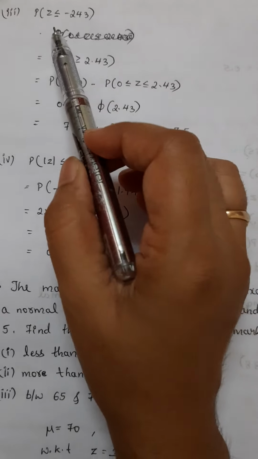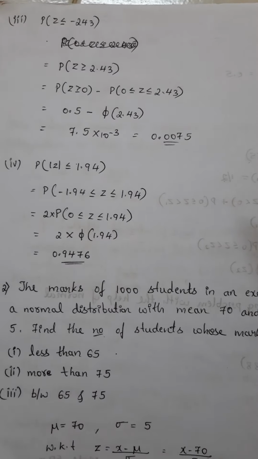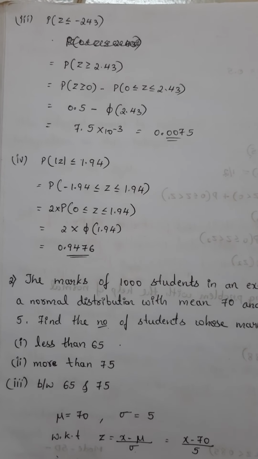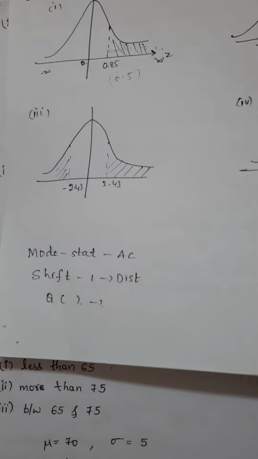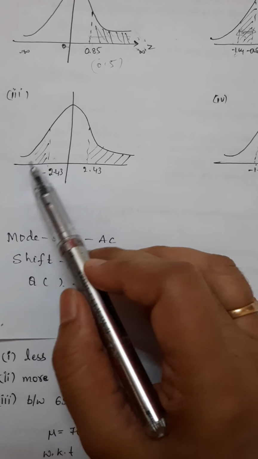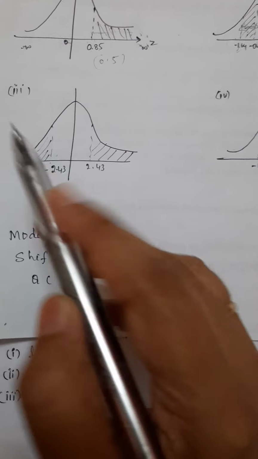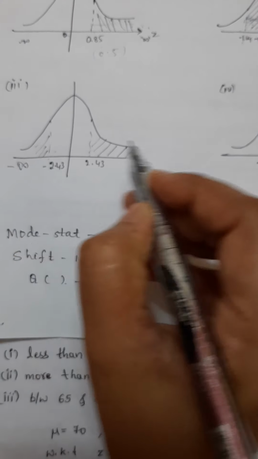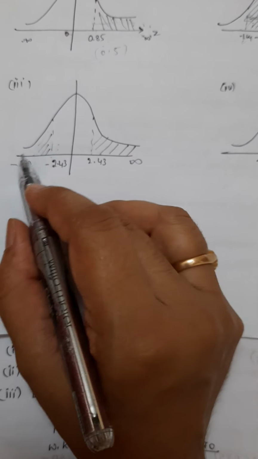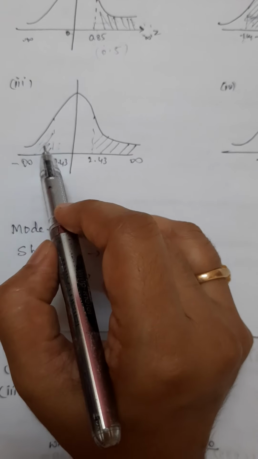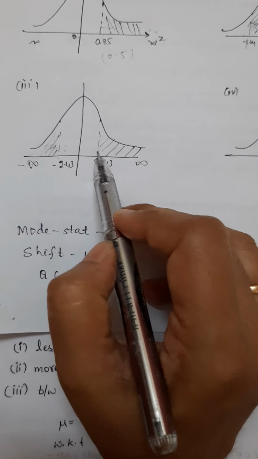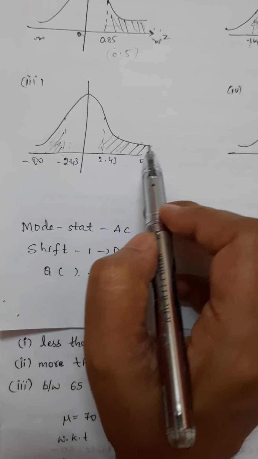The next one is probability of z less than or equal to minus 2.43. Let me show that using the bell-shaped curve. P of z less than or equal to minus 2.43 means this area we should calculate. This is between minus infinity to plus infinity, so less than minus 2.43 means this area. Instead of this negative side, I'll take it on the positive side. So P of z greater than 2.43, this area I should calculate.